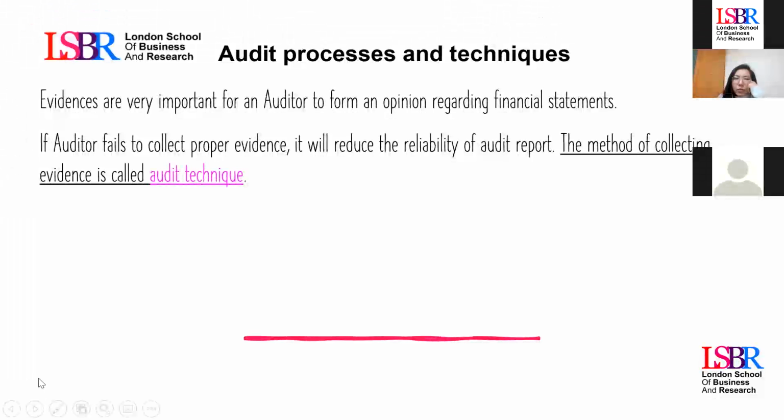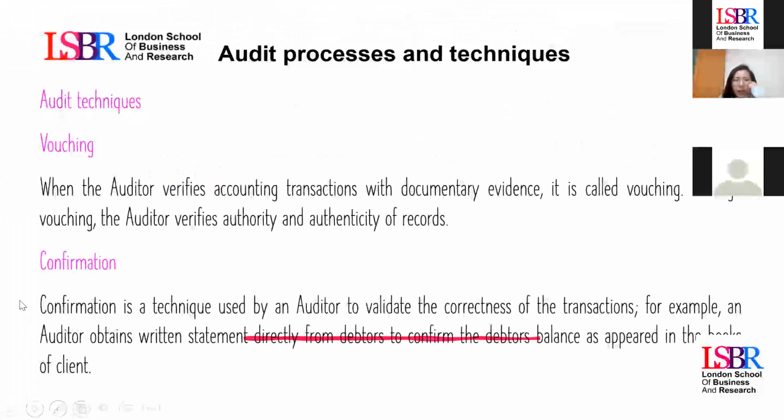Evidence is very important to the auditor to form an opinion. As I told you, all the procedures and all the conclusions of the auditor need to have evidence, and this evidence needs to be documented. The method that the auditor uses to collect this evidence is called audit technique. We have multiple audit techniques. One of these is vouching.